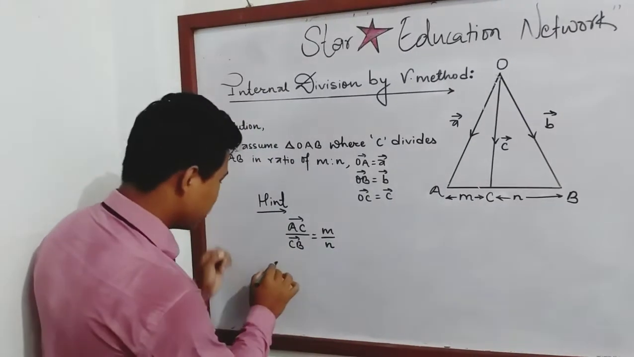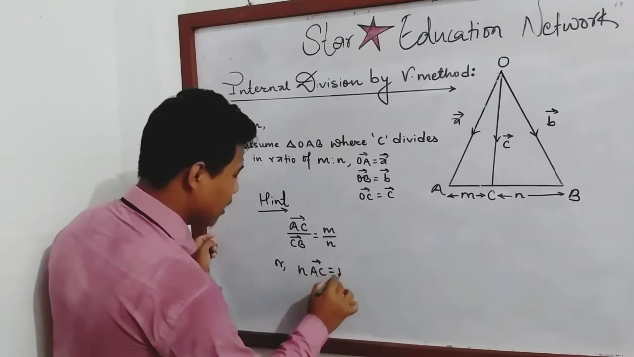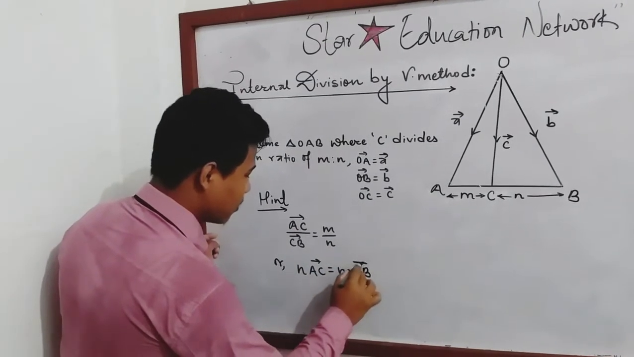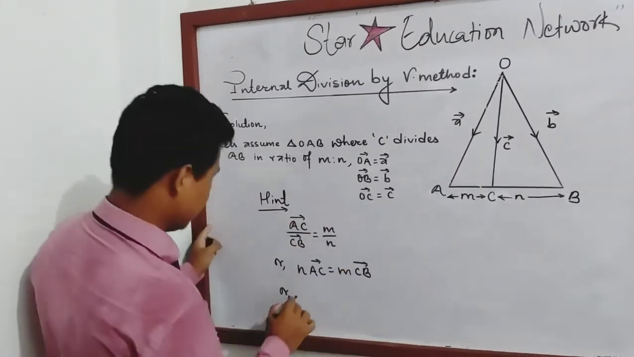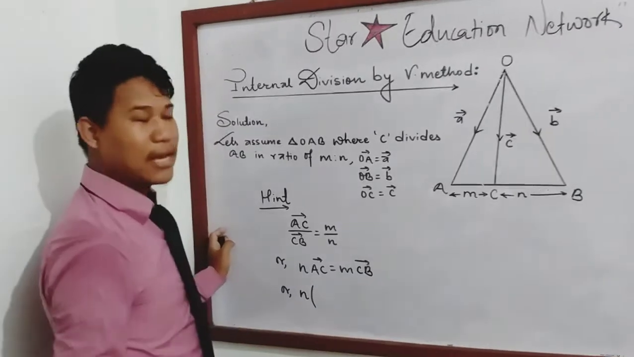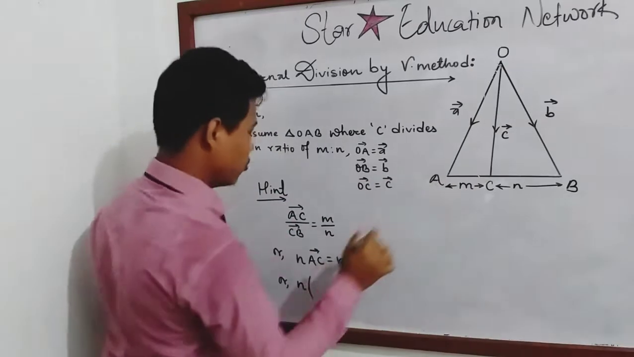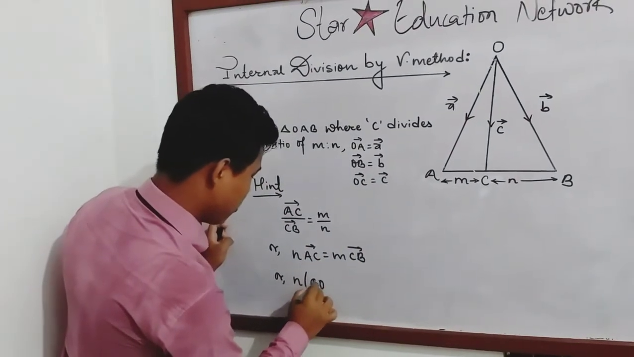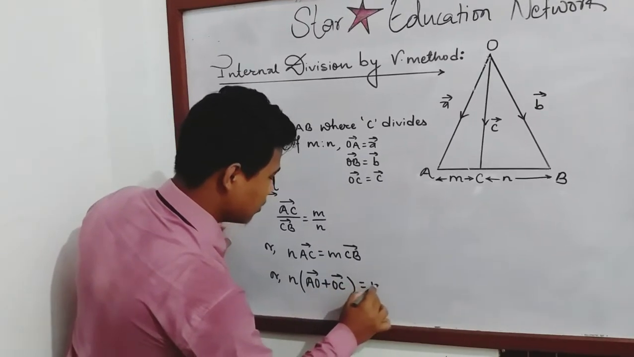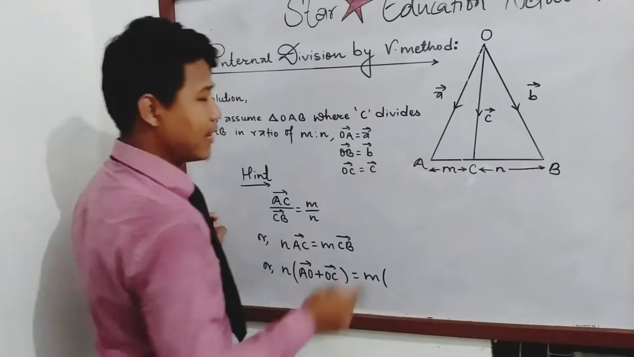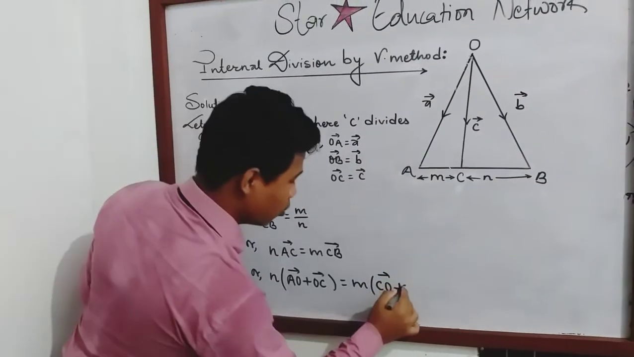Let us cross multiply this: n AC vector equals m CB vector. And we can use the triangle law after this step. The AC vector can be written, using the triangle law, as AO vector plus OC vector. Similarly, CB vector can be broken down as CO vector plus OB vector.